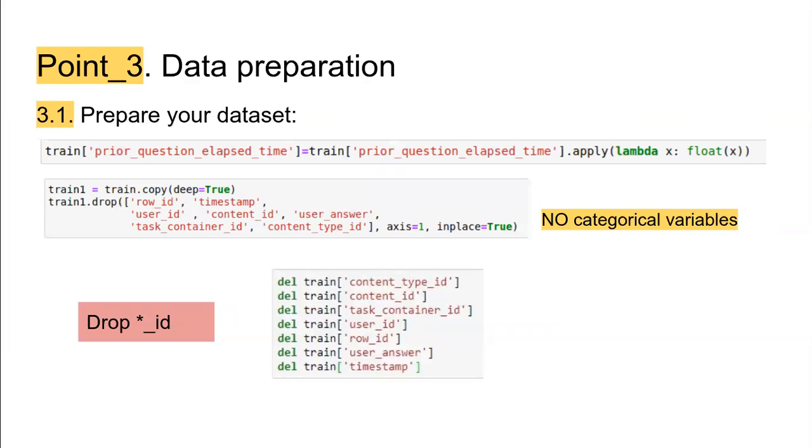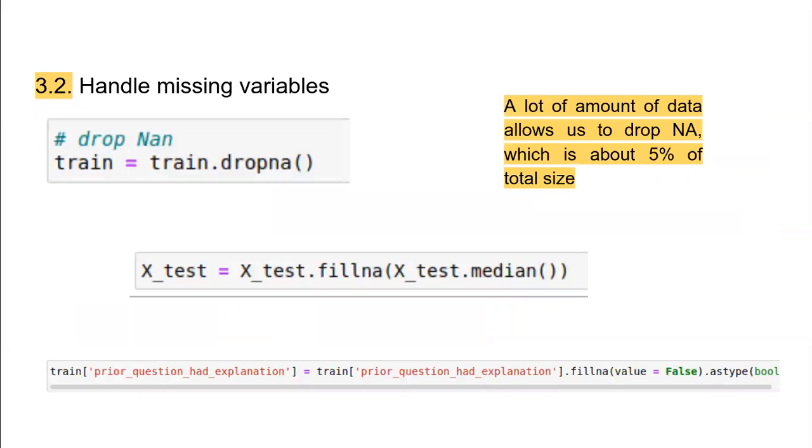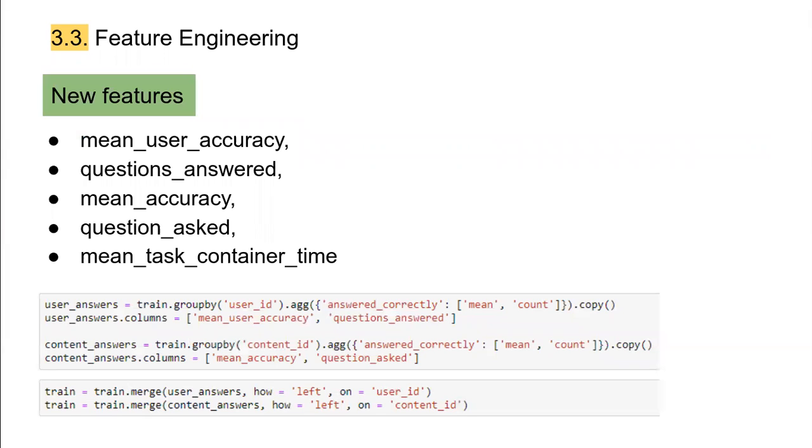Here you can see the preparation of our data set, and the first thing I want to mention is that we do not use categorical variables. Secondly, after feature engineering, we dropped all IDs. Due to the large amount of data, we dropped NAs, which is just about 5% of the total size of the data set. And let's just move on to the feature engineering. Here you can see the list of new features, just 5.